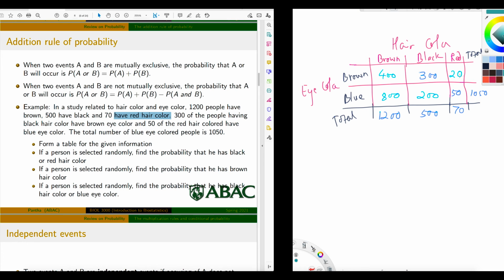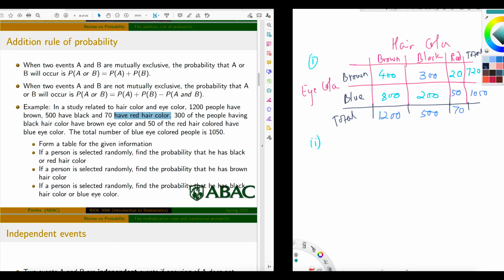Okay, let us find out the total here too. 400 plus 300 is 720. Okay, so we completed the table. That was the first problem: form a table for the given information. Okay, let's answer number I. Okay, let's answer double I.